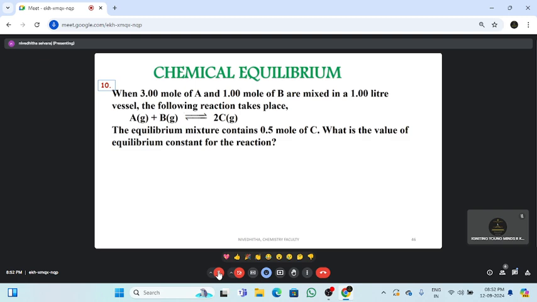What is the value of the equilibrium constant for this reaction? They are asking us to find the equilibrium constant, which is very simple, Kc. For which we have to find the value of the equilibrium concentration of A and B. C is already provided. So we have to find the value of A and B, and please substitute in that expression, simplify and come up with the value.